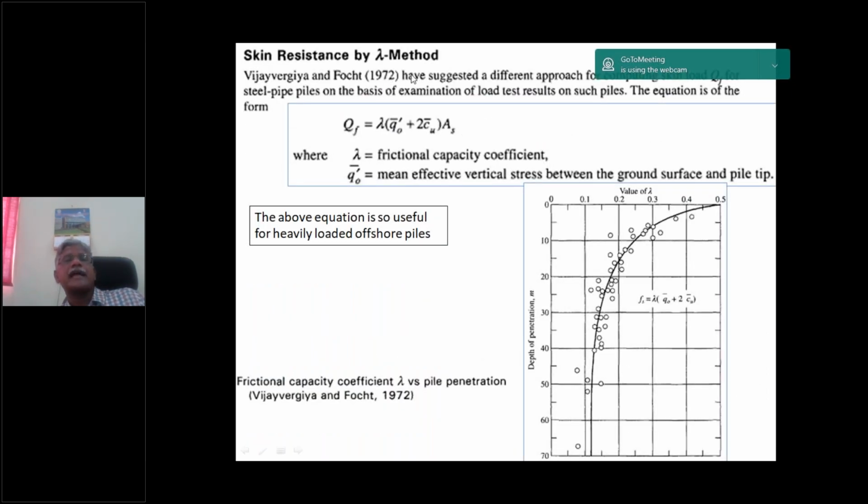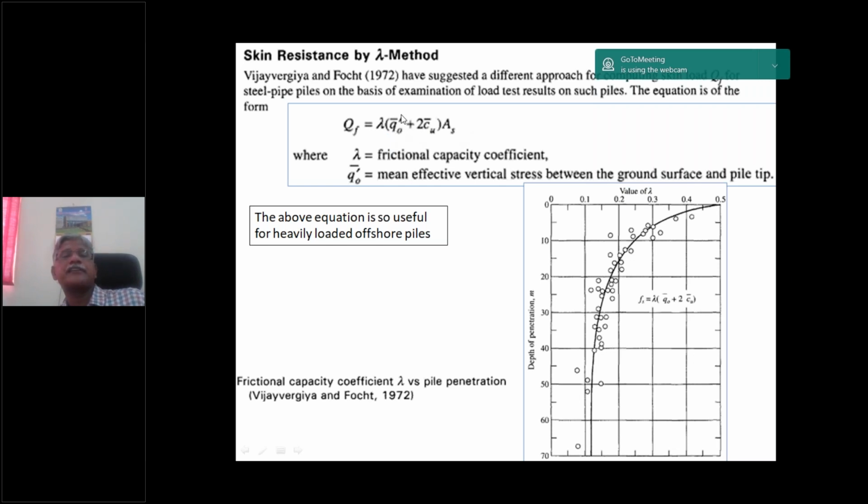Skin resistance by lambda method. This is the formula for lambda. As for the lambda method, the skin friction resistance can be calculated from this particular formula: lambda times (Q0' plus 2Cu') into AS.